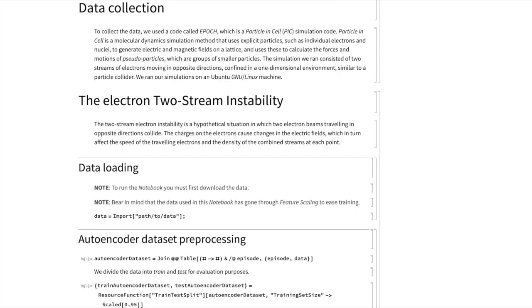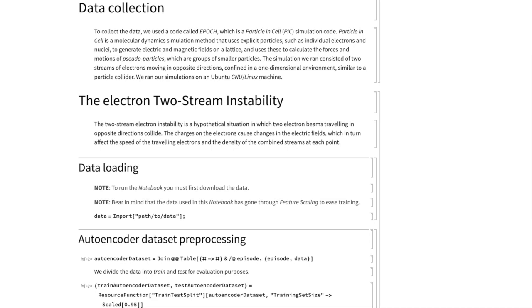So, yeah, starting from the top, we already talked a little bit about the two-stream instability, but that is the scenario which we focused on modeling in our project. In order to train a machine learning model, one needs to first have some data to train it on. And so in order to get our data, we found this open source code, Epic, which is a well-known and trustworthy code used by the plasma modeling field. That uses the particle and cell method for modeling the particle dynamics.